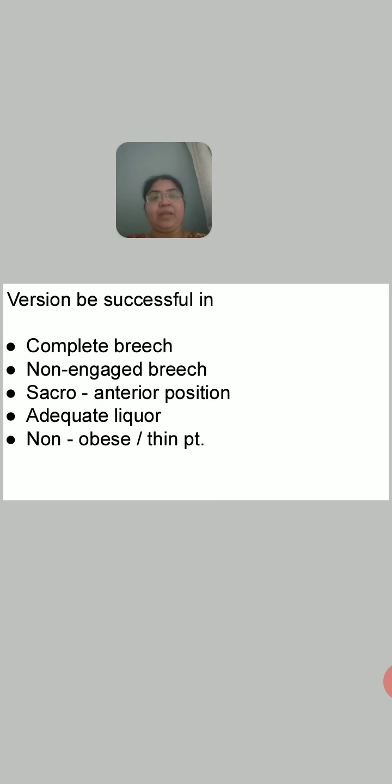Sacro-anterior position. When the fetus is presenting through LSA or RSA, there are more chances of success in the version. Adequate liquor. For version, a sufficient amount of amniotic fluid should be there in the uterine cavity. So adequate liquor is also in favor of successful version.